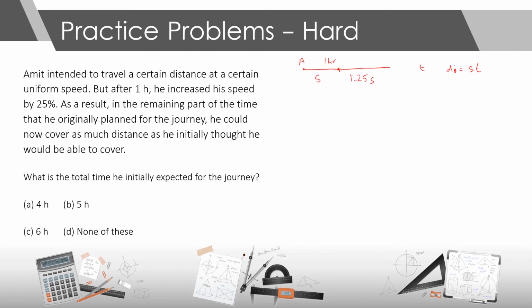Now, because he increased his speed, he was able to complete the journey in lesser time. The time that is left from his initially expected time. Now, at a speed of 1.25 S, he could have covered the entire journey of S into T within the remaining time, that is T minus 1. So, what this means is, if the total distance is D, he can cover D in T minus 1 time at a speed of 1.25 S. So, D is also equal to 1.25 S into T minus 1. So, this is all the information that is given to us in this question.